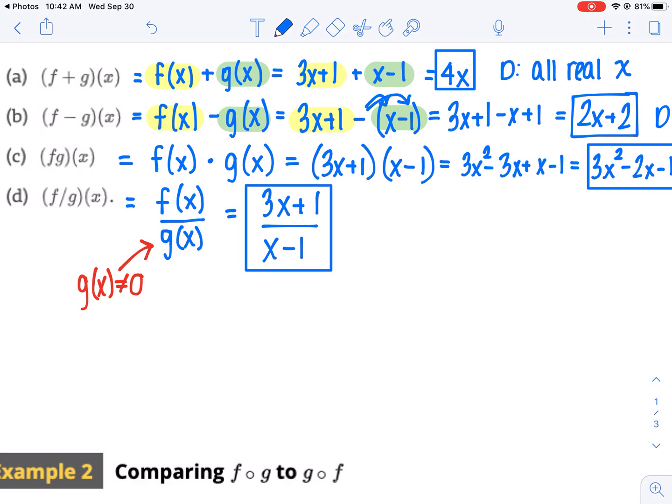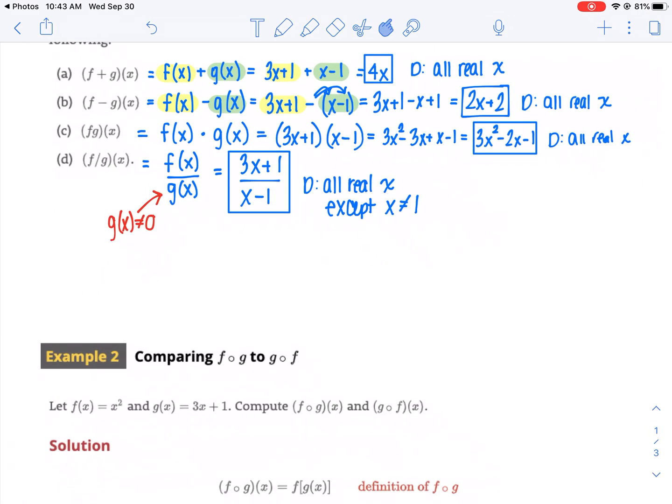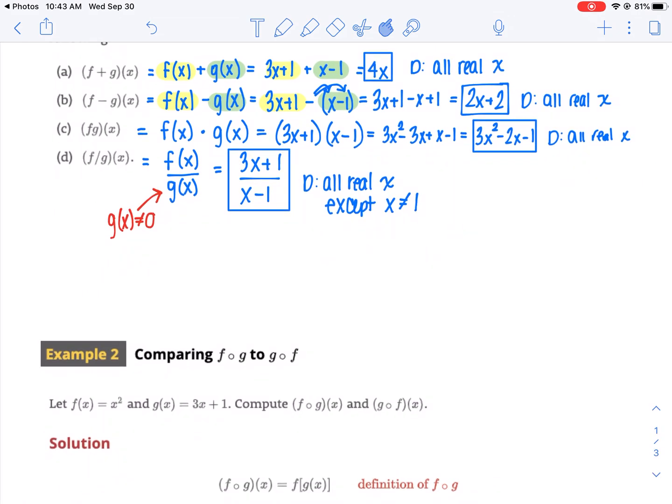But this time there will be a domain restriction. Since the bottom can't be 0, that means I can be all real x except x cannot equal 1. Because if it was 1, the denominator would be 0. Okay, so it's just taking it slow, matching up your functions.